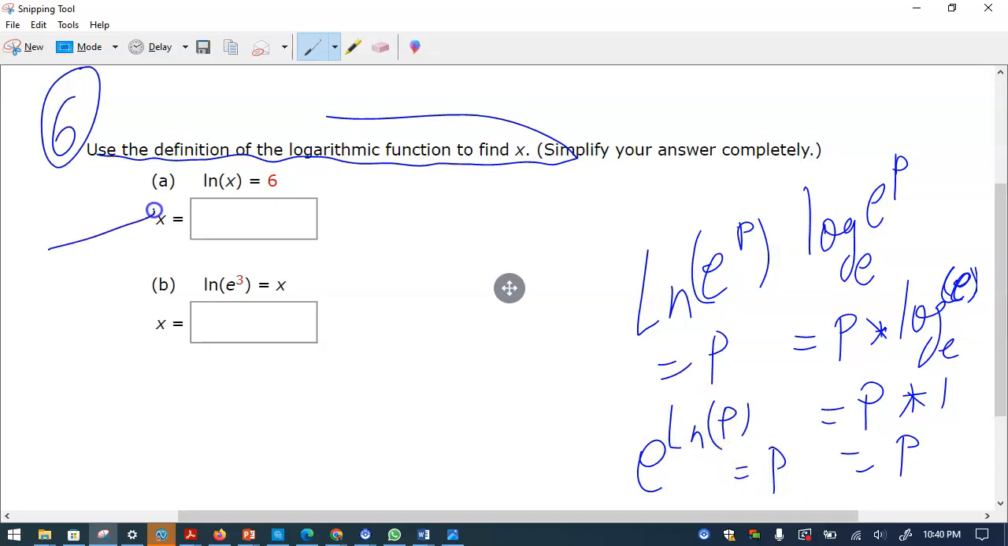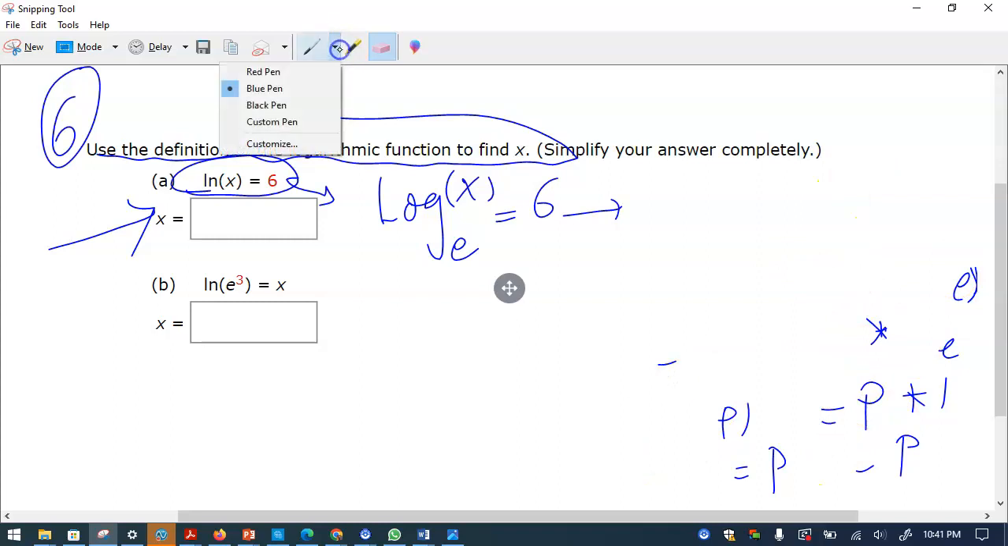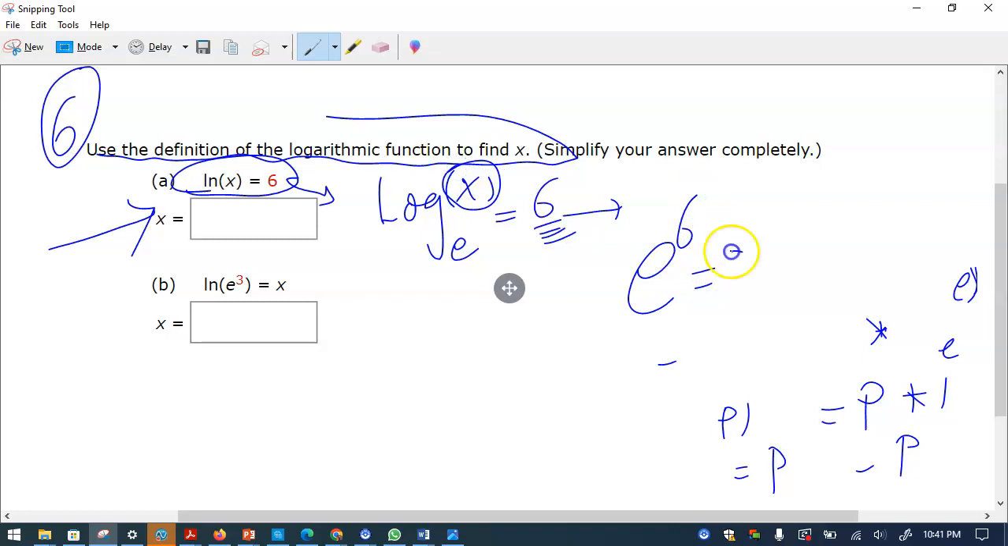So now in this case, they give you this ln of x is 6. So ln of x means it is the logarithm of x to the base e is 6. So all you do is you change this to the exponential form. The base is e, raised to the output, which becomes the input here, and the input x is the answer. So e raised to 6 is the answer.